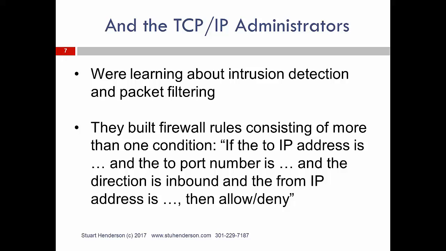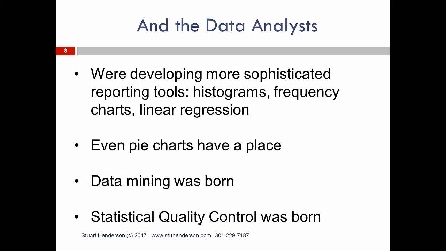While this was going on, the TCP/IP administrators were learning about a lot of things like intrusion detection and packet filtering. And one of the things they did was they built firewall rules that had more than one condition. So they could say, I want you to allow or deny something if, for example, the to IP address is some address, and the to port number is some port number, and the direction is inbound, and the from IP address is da da da da. So the combination of all these conditions made it possible to allow or deny with a lot more precision.